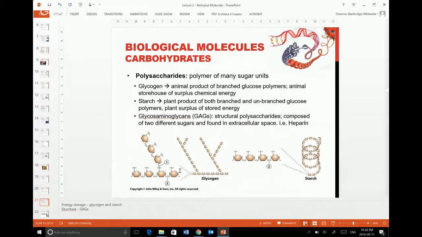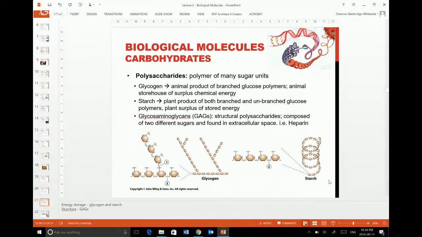Saccharides, this is typically how we actually ingest a lot of our sugars. These are more complex sugars, or more complex carbohydrates, to be taken in. So you can get glycogen, which is an animal product of branched glucose polymers. Each one of those sugars is a glucose, and this is a really good animal storehouse for surplus energy.